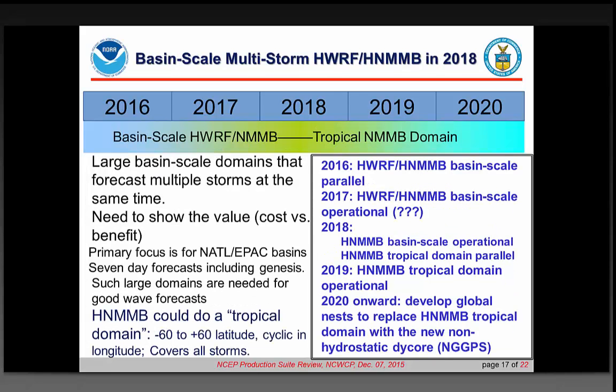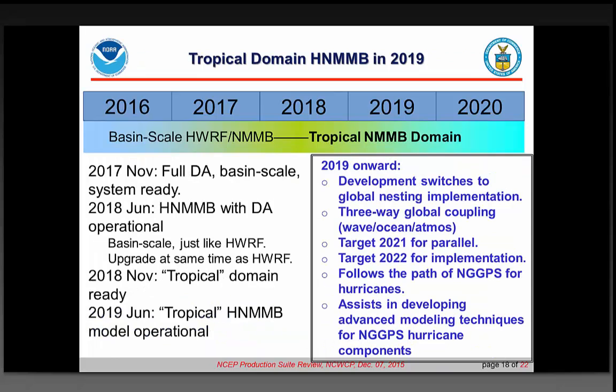And there are several collaborative efforts going on with HRD and DTC, especially on the development of the basin scale as well as the tropical domain. NMMB can do a tropical channel model, negative 60 to positive 60 latitude, cyclic in longitude. That would essentially replace all individual single storm runs that H-Warp is doing right now, and also allow extending the time of integration to 7.5 days as requested by NHC to do the 6 and 7 day forecast as well as the genesis forecast. And eventually, when the NGGPS is ready, the new dynamic core with multiple moving nests can essentially replace the hurricane model. So that's what is repeated here.